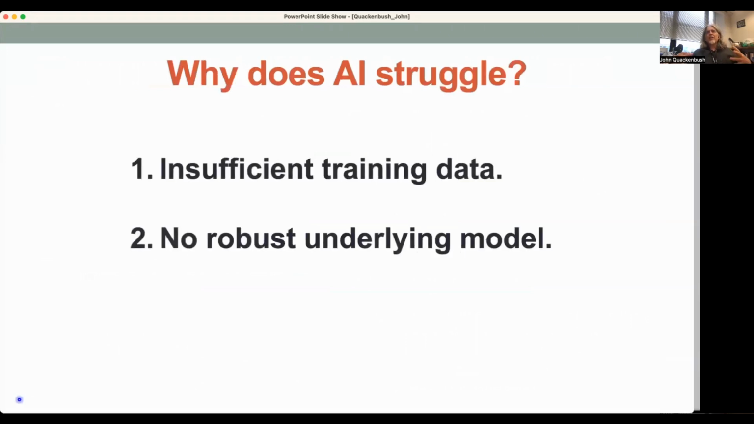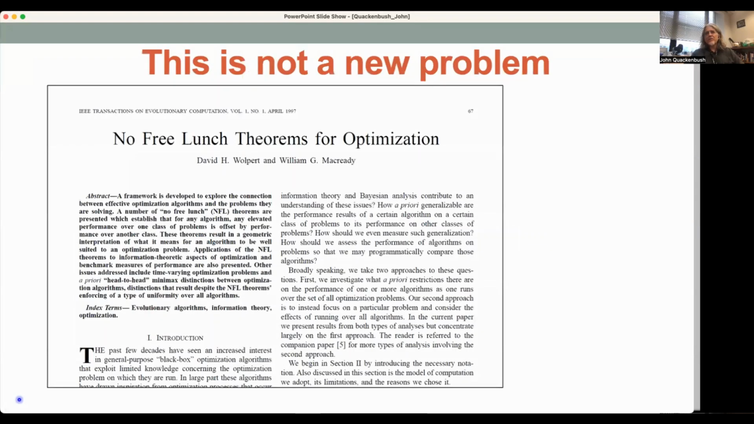So I really think about this in terms of two basic shortcomings. One is insufficient training data, which means we need more data from more populations, as standardized as it can be, but really that captures the complexity of what happens in the real world. But the other piece that's important is building a robust underlying model. And this is something which isn't new. One of my favorite papers in all of computer science is the 1997 Wolpert-Macready paper on no free lunch theorems for optimization.